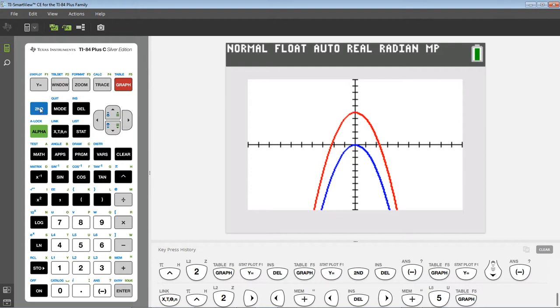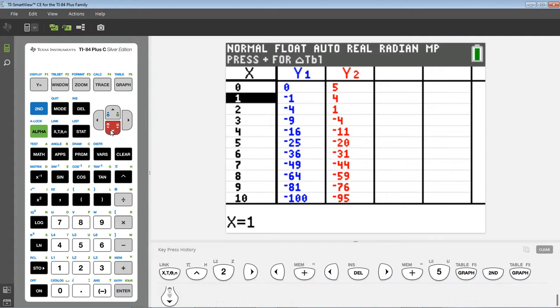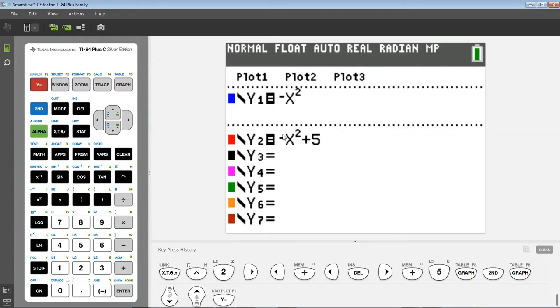Okay, and if you look at the tables, you'll see that where y is equal to, or where y, look at y2, you have to look at the y2 column, where x is 0, y2 is 5. Okay, so that's showing that the y-intercept for -x squared plus 5, the y-intercept is 5. All right, so let's go back to our problem so we can interpret all of this.